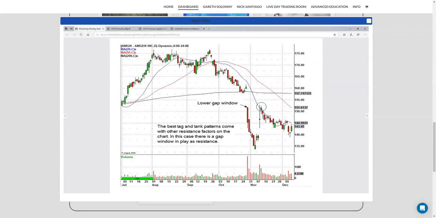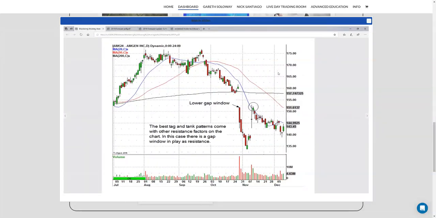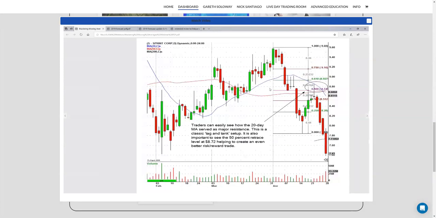All right, so first tag from an extended point on the 20, short play. You can do it, okay? Here we have a chart of Sprint. Don't matter. Sells off, sells off. I hate single-digit stocks, just so everybody knows. Rallies up into the 20 MA, coming from an extended point.